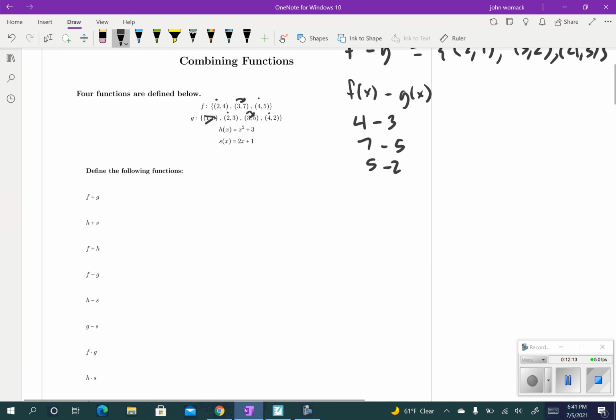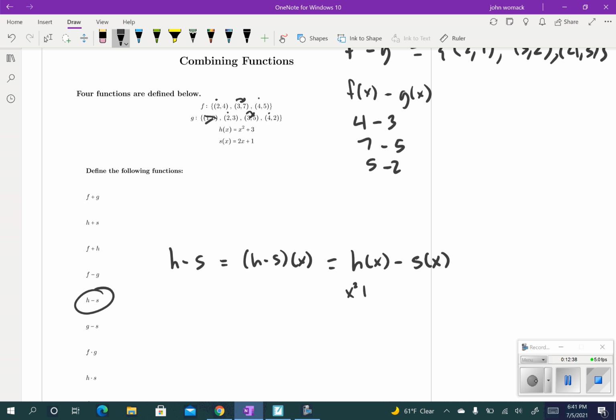Let's do h minus s. In this case, we have two functions that are described by equations. Again, we know that h minus s means h minus s of x, which really means to take h of x minus s of x. So let's start with h of x equals x squared plus 3, minus what s of x equals.